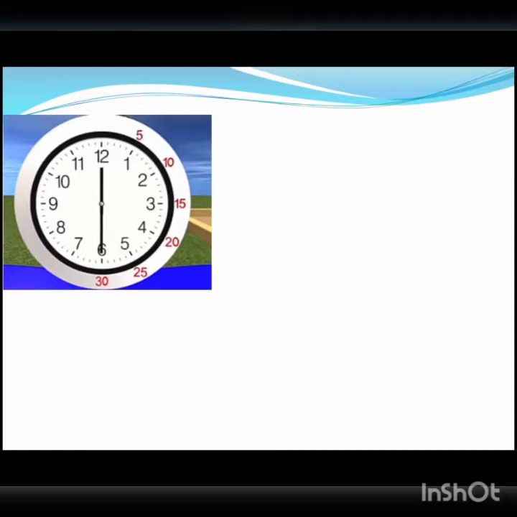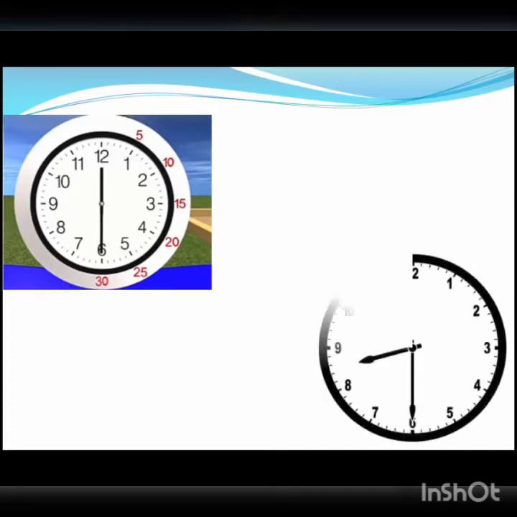Now, in order to represent 8:30 on the clock, what should be the position of the hour hand and the minute hand? Yes, the hour hand should be on 8 or in between the numbers 8 and 9. And the minute hand should be on 6. Clear? Very good.